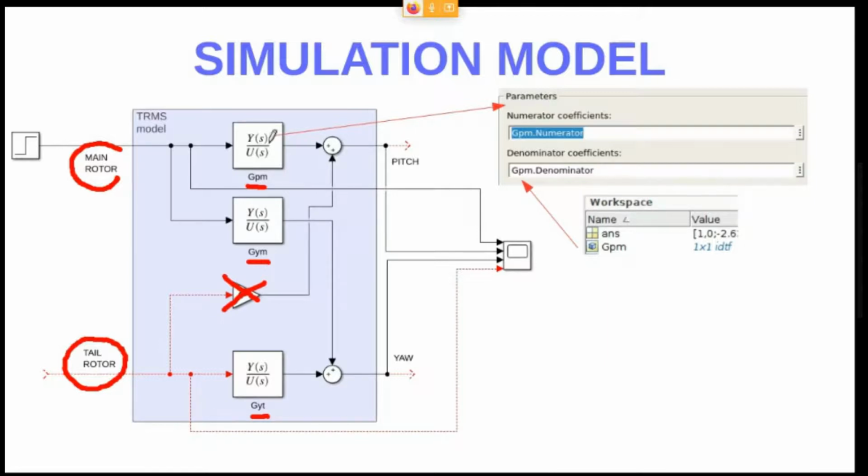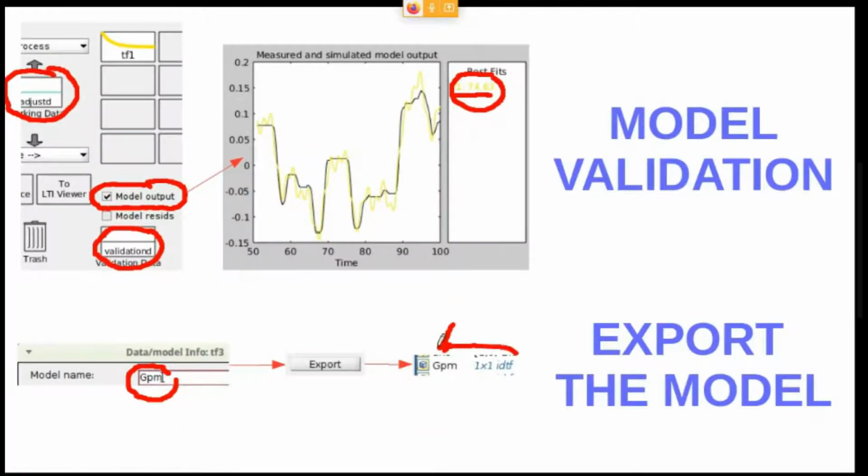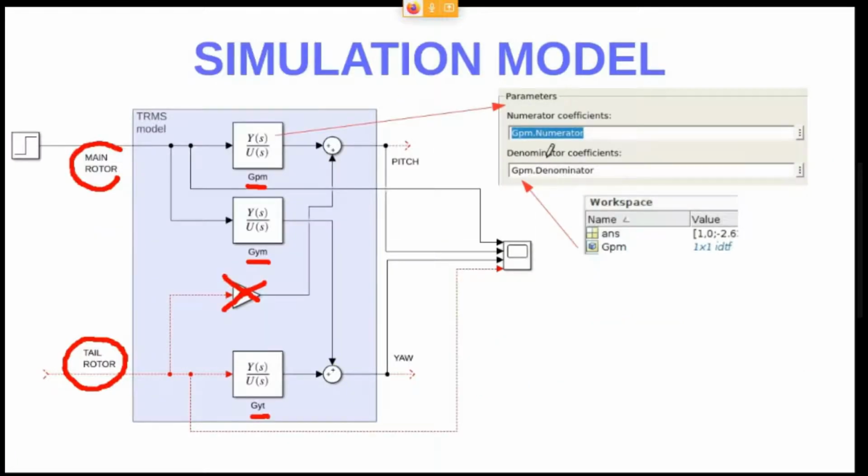Configuring all these transfer functions is quite simple. Just because you have this structure, remember GPM here, we have this identification object, right? So it's very easy to get access to the numerator. So GPM dot numerator, GPM dot denominator, when you will be asked for them.